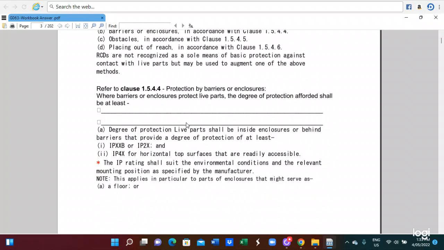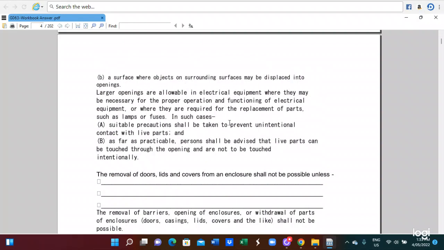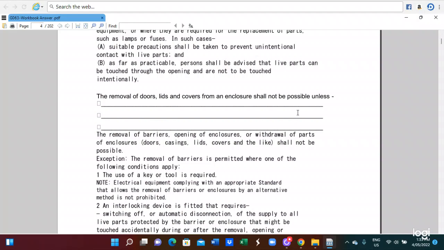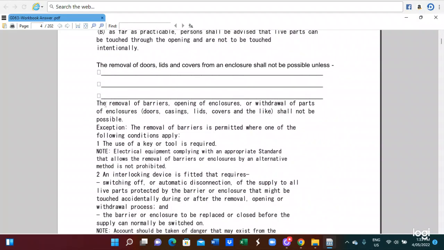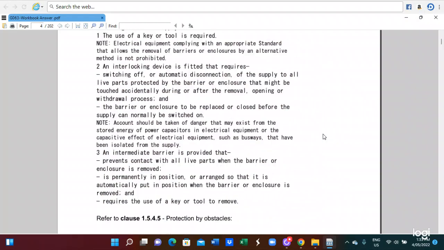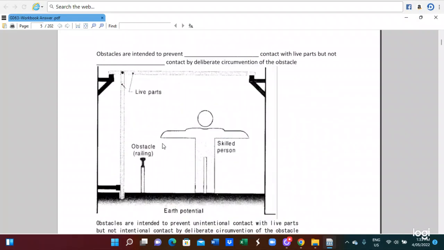Here you also read IP protection. So AS/NZS 3000 is the IP protection, the IP rating. Also, the removal of doors and covers from them shall not be possible unless, so you have to refer to the door rule. This is the removal of the barrier opening. Also the protection by objects, clause 1.5.4.5. So here is the state of personal object intrusion, so the protection diagram.